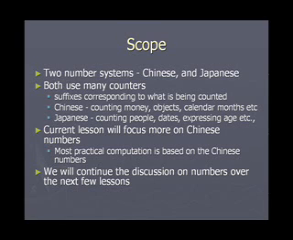The Chinese numbers are used for counting money, objects, calendar months, etc. The Japanese numbers are used for counting people, dates, expressing age, etc. The current lesson will focus more on the Chinese system because that's the more widely used system. We will continue the discussion of the various types of number systems in the next few lessons.